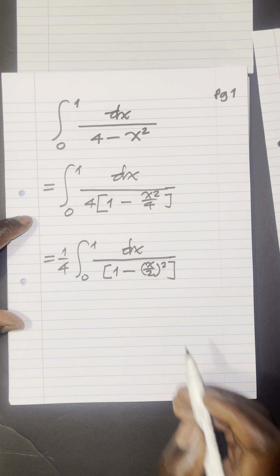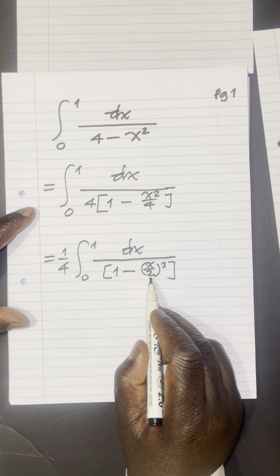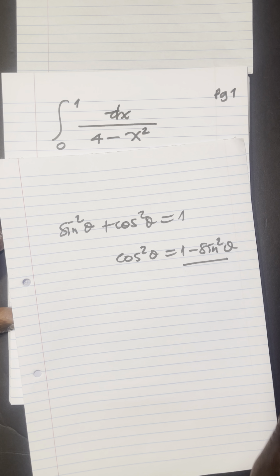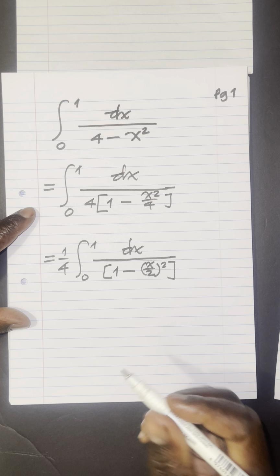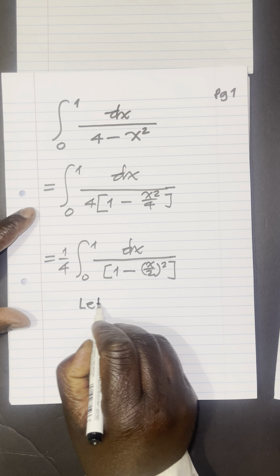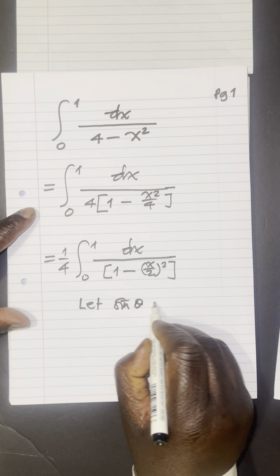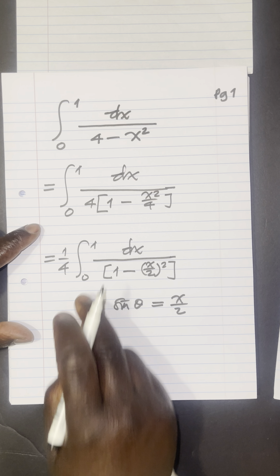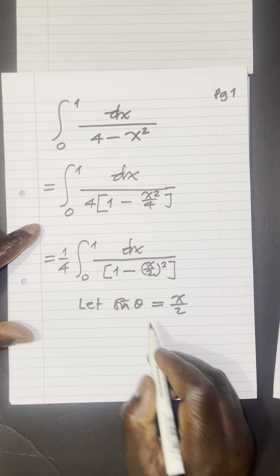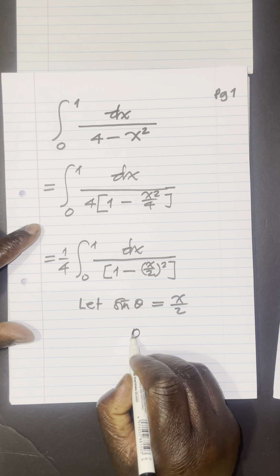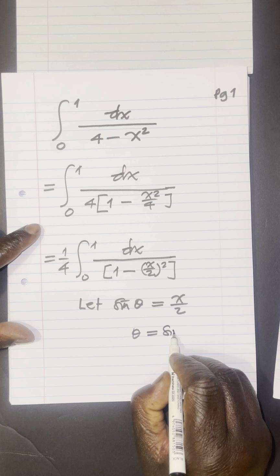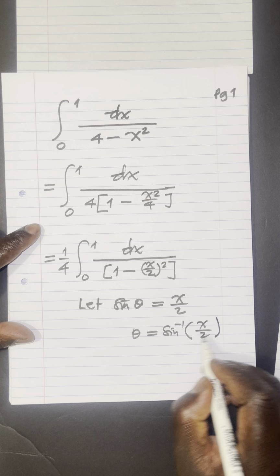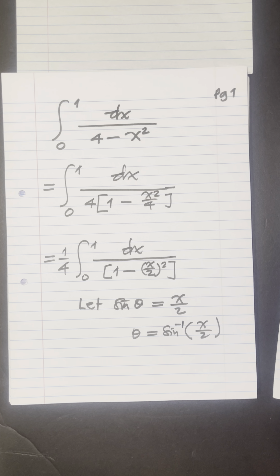Now at this stage, remember here, we're going to let sine theta be equal to x over 2. So let sine of theta be equal to x over 2. From here, the first thing, because we have limits of integration, we'll have to change them. So solving for theta, we get theta equals sine inverse or arc sine of x over 2.